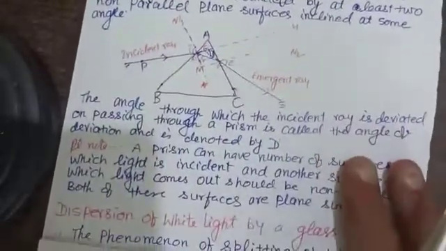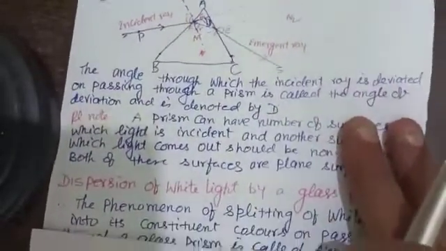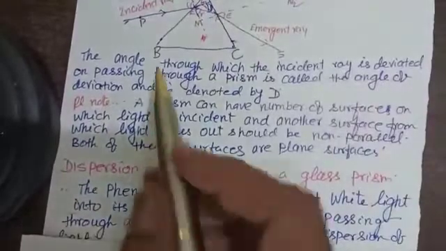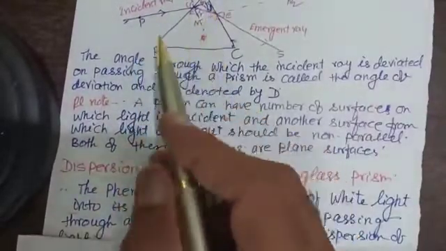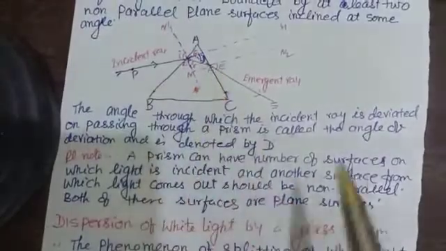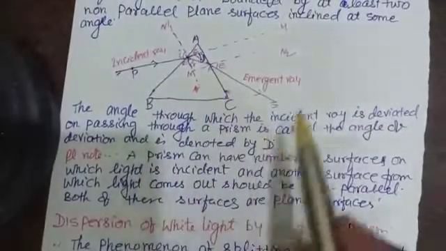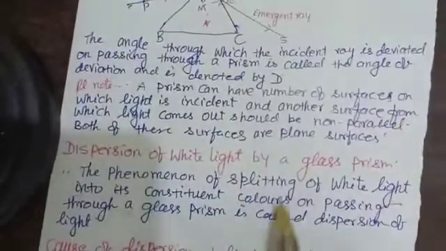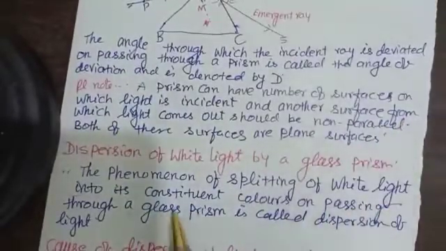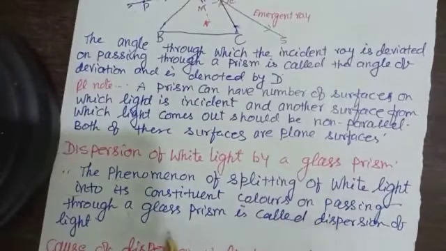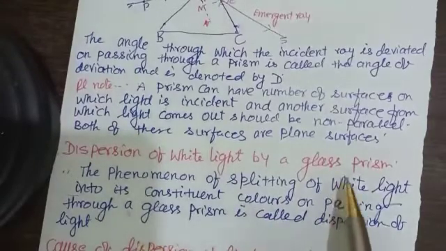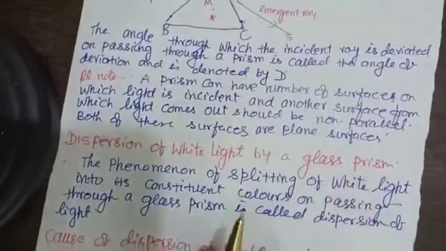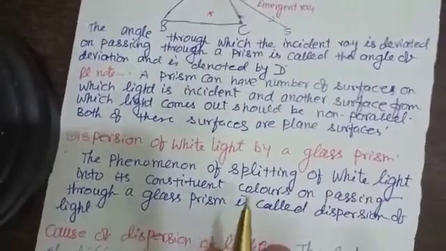So it has been observed that when a ray of white light is allowed to pass through a prism, it is split up into 7 constituent colors. The phenomenon of splitting of white light into its constituent colors on passing through a glass prism is called dispersion of light. You'll find this band of the 7 colors, and that is called a spectrum.